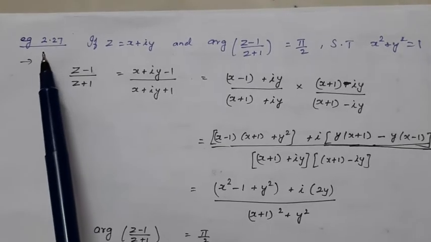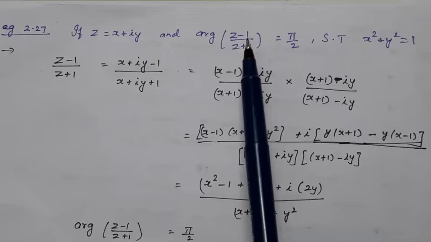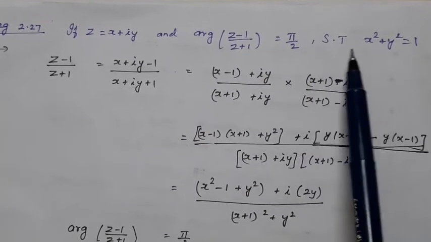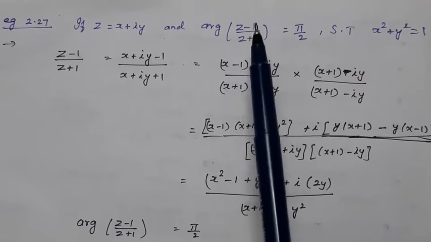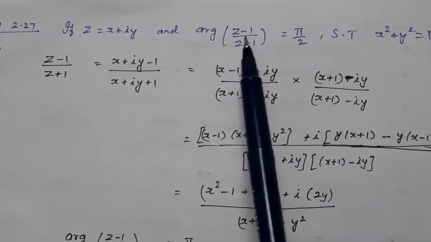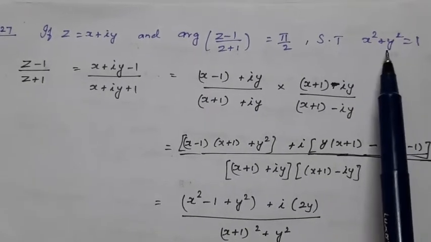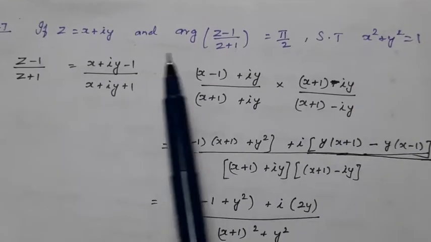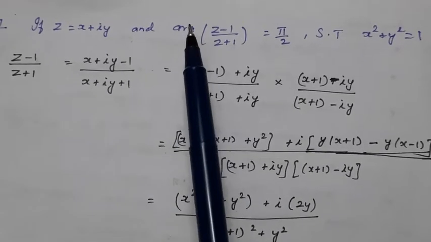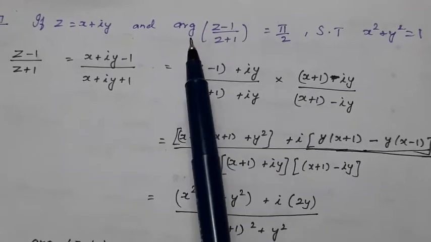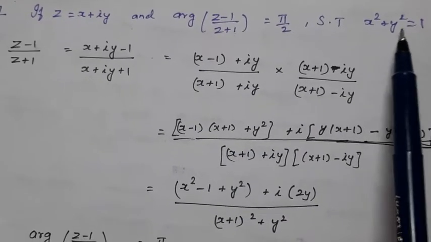The next example 2.27. If z is equal to x plus iy and the argument of z minus 1 by z plus 1 is pi by 2, show that x squared plus y squared is equal to 1. Actually the locus of z when it satisfies this condition is x squared plus y squared equal to 1, a unit circle. That is the meaning of this question. Instead of asking like that, they have given it like this. The same question may be asked as: find the locus of complex number z if it satisfies this condition. That means the answer should be x squared plus y squared equal to 1.